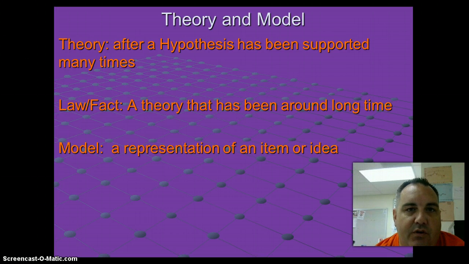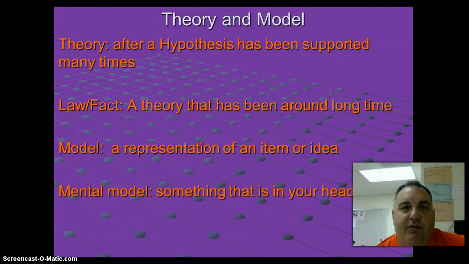Now, when you're doing this, you have to explain it to somebody eventually. And this is where a model comes into play. It basically is a representation of your item or your ideas that you've come up with. Now, there are two types of models. The first one is a mental model. This is something in your head. So if you're talking about your new idea of how bonding happens, it's in your mind, you're talking about it.